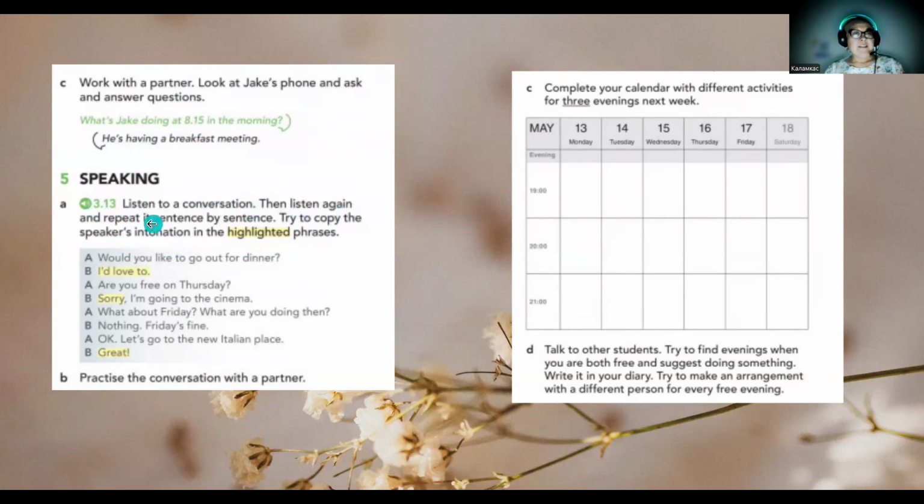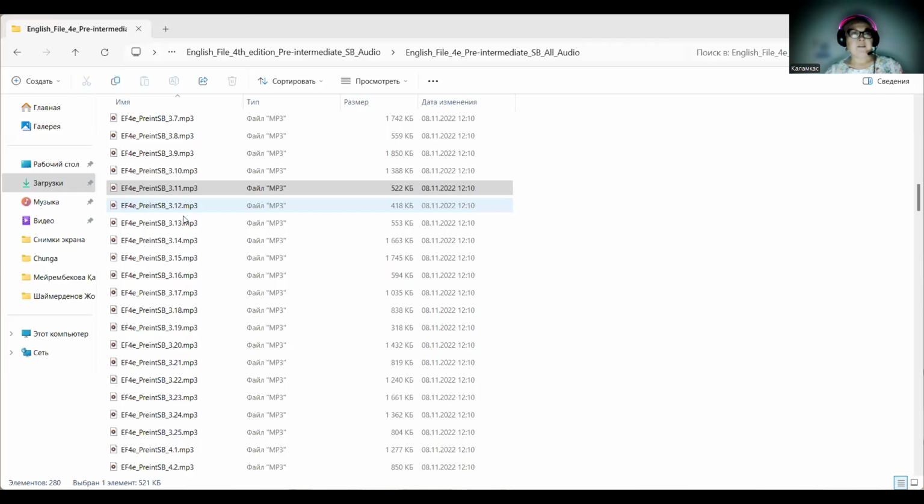Listen to a conversation, then listen again and repeat it sentence by sentence. Try to copy the speaker's intonation on the highlighted phrases. So let's read it again and then we will listen. Would you like to go out for dinner? I'd love to. Are you free on Thursday? Sorry, I'm going to the cinema. What about Friday? What are you doing then? Nothing. Friday's fine. Okay, let's go to the new Italian place. Great. So let's listen. It will be our last audio in our lesson, 3.13.